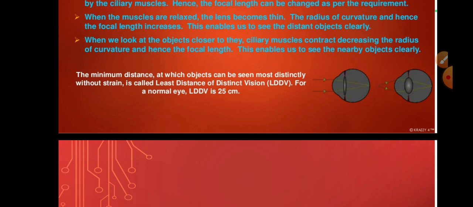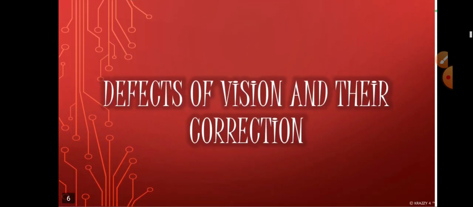The minimum distance at which objects can be seen most distinctly without strain is called the least distance of distinct vision, LDDV. For a normal eye, LDDV is 25 centimeter.